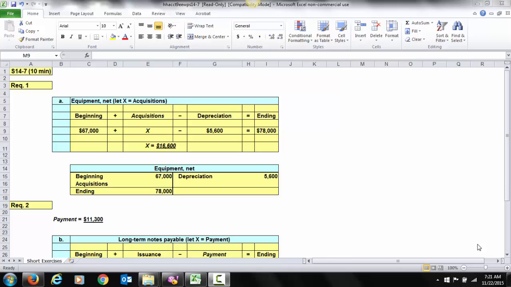Okay, we are going to be working on short exercise 14-7 here. In this exercise, we are going to be analyzing a couple of the accounts involved in investing and financing activities. The first one we're going to analyze is the equipment account. And as you can see, it says equipment, net.